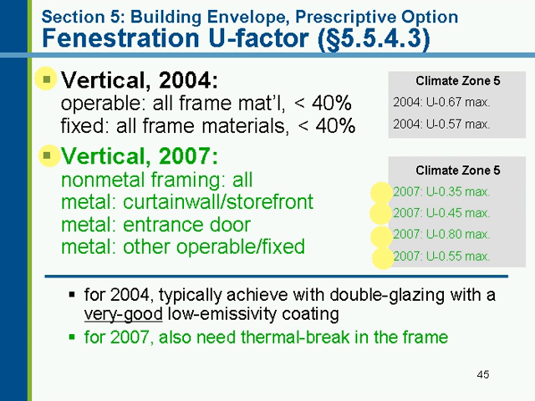So for 2004, you could typically achieve the values with double glazing with a very good low emissivity coating. And if you had a wood or vinyl or fiberglass frame, it actually meant you didn't even need the low-E. For 2007, though, with the criteria being split by the framing type now, you need the double glazing with the very good low-E, and you would also need a thermal break in the frame to achieve those values.